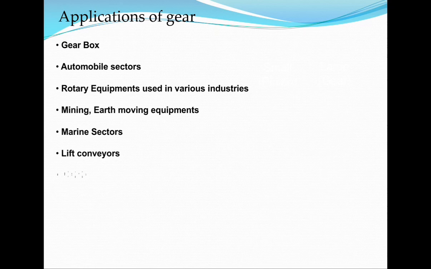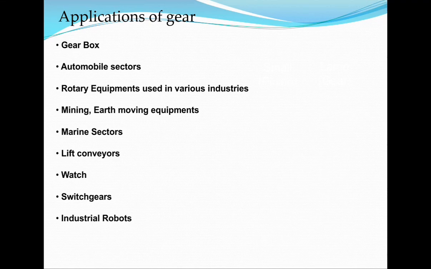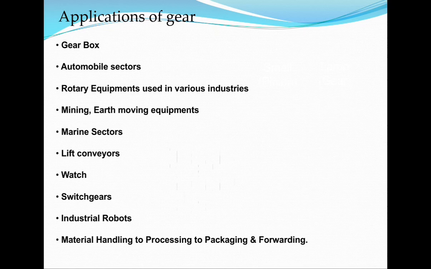You see watch, wall clock, and switch gear. It is used in electrical breakers or machineries. What do you mean by switch gear? It is a combination of switch and gear. That's why it is named switch gear. So gears are also used in the switch gear mechanism. And you see, in industrial robots also, gears play a vital role.